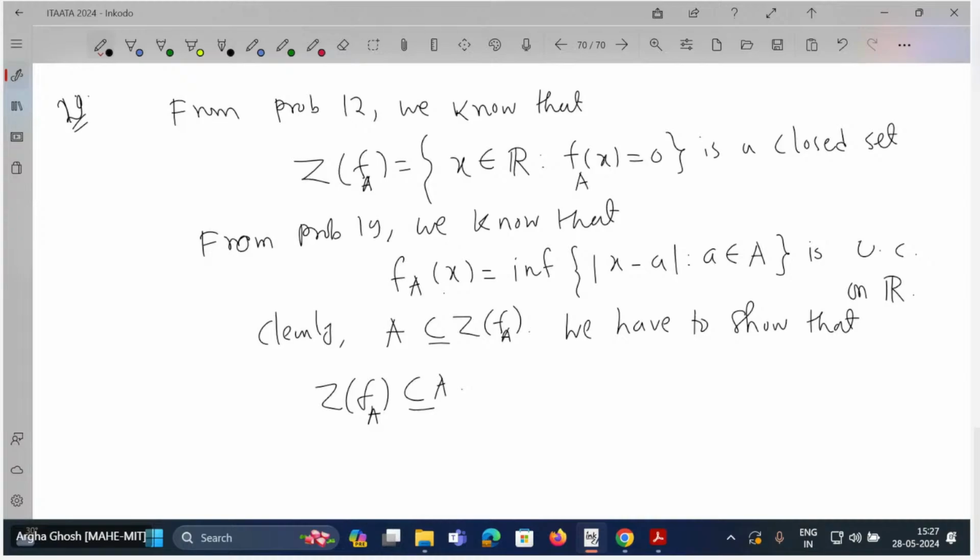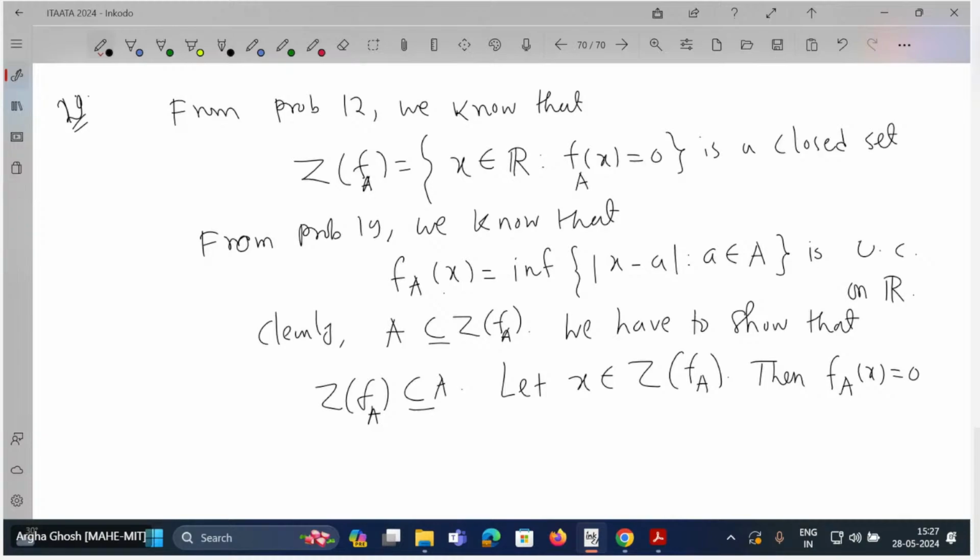Take a point from that set. Okay. So let x belong to this set. Then what will happen? Then f of a of x is 0. Okay. That means what? The infimum of the set is 0.